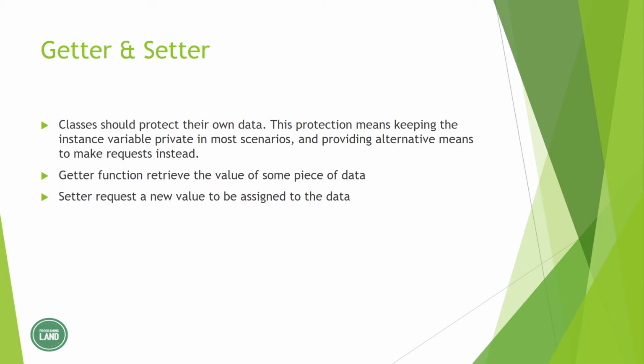Now we want to talk about that. We use setter and getter. We use getter in order to get the data which is in our variable, and we use setter to set the data of our variable. For example, we want to change the amount of a variable. As you see here, classes should protect their own data, and this protection means keeping the instance variable private in most scenarios and providing alternative means to make requests instead. And these alternative means are setter and getter.